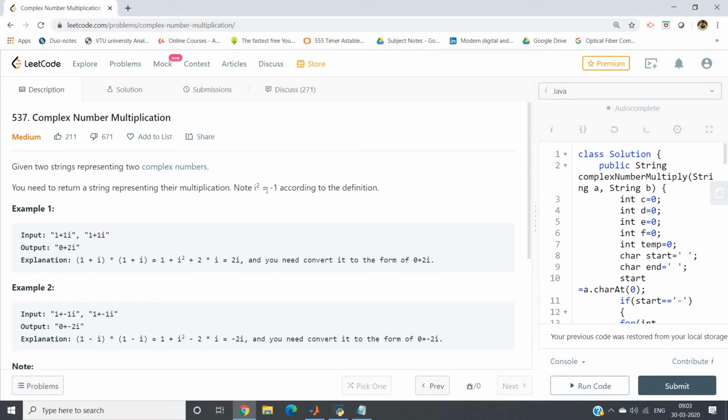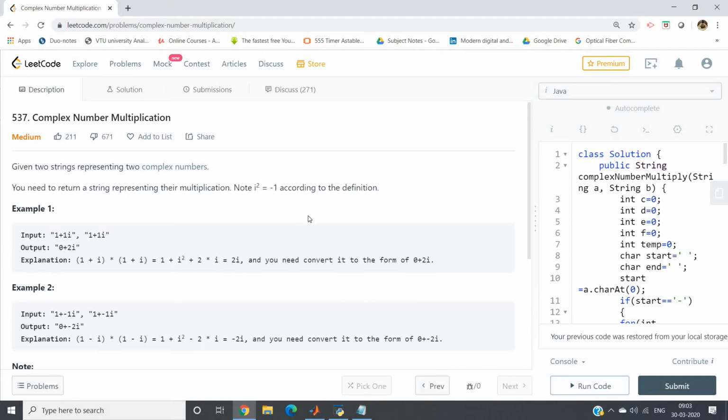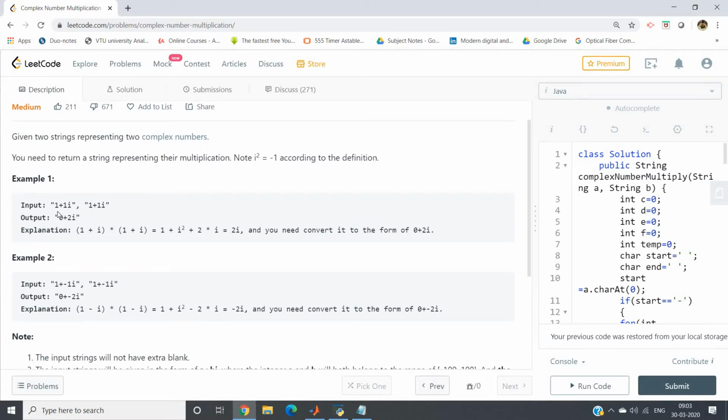Note, i square or j square equals minus 1 according to the definition. You know, right? Already you have studied complex numbers in your mathematics course. So suppose, for example, our input is 1 plus 1i, and another one is 1 plus 1i, the same. Output should be 2i. Why? Because (1 plus i) into (1 plus i) is nothing but 1 plus i square plus 2i.